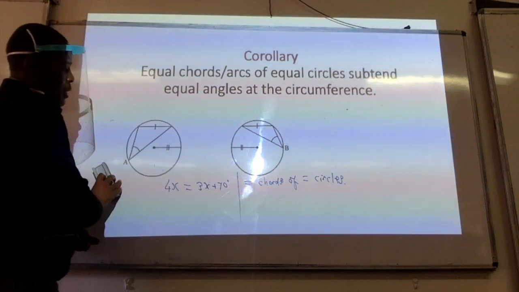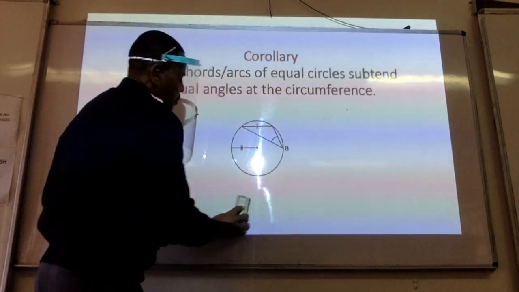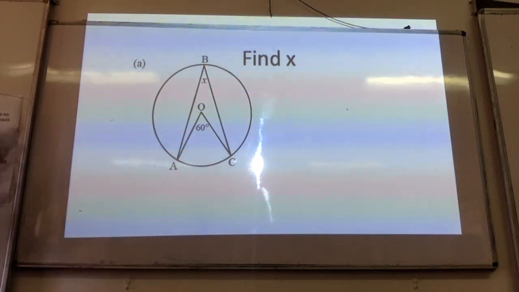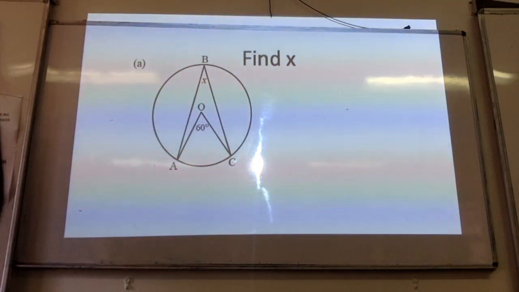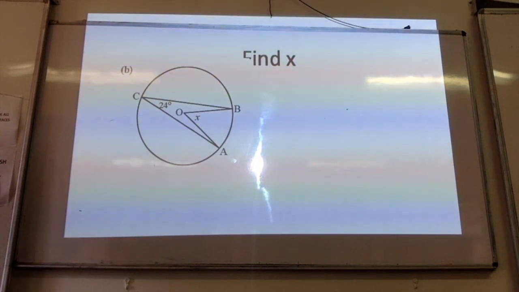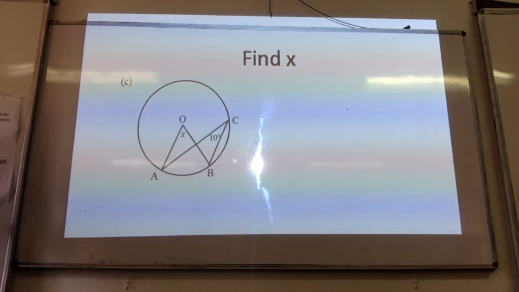We can do most of these questions orally now. Like, you can tell me that x is 30, do you agree? Yes, sir. What is the reason? Angle at the center is equal to 2 times angle at the circumference. Just practice writing that kind of reason. So yeah, x is 30. What about this one? x is 48, yes. What is the reason? Angle at the center is twice the angle at the circumference. Okay, good.